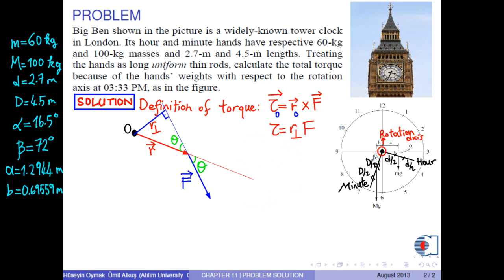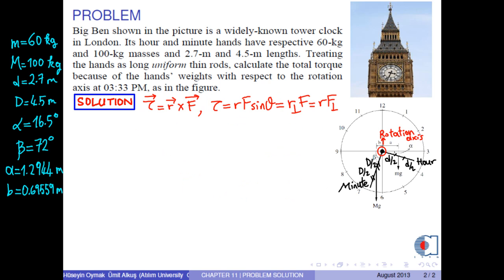By the same way, tau is r times F times sin theta, and according to the figure, F times sin theta is the component of force F perpendicular to the line of extension of position r. So we write tau as r times F perpendicular. The direction of the torque is found by the right-hand rule for the cross product r cross F. In this example, the direction of torque is into the screen.